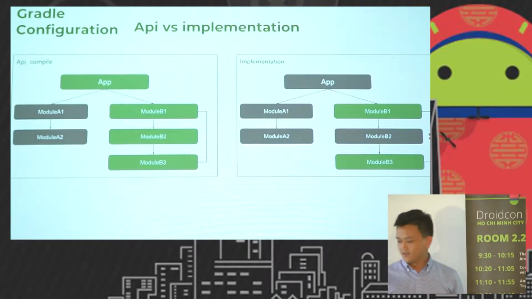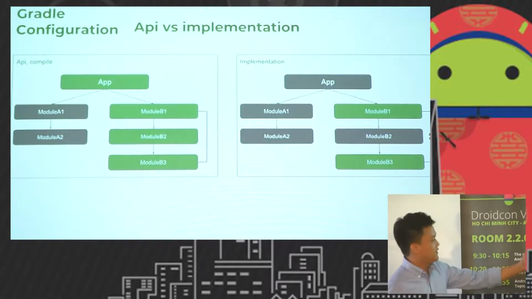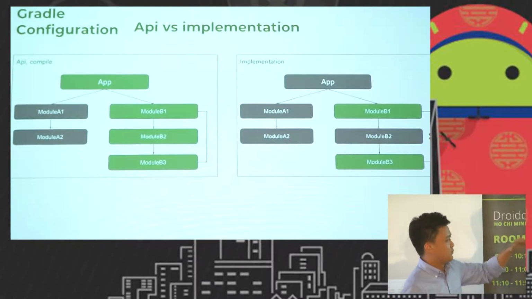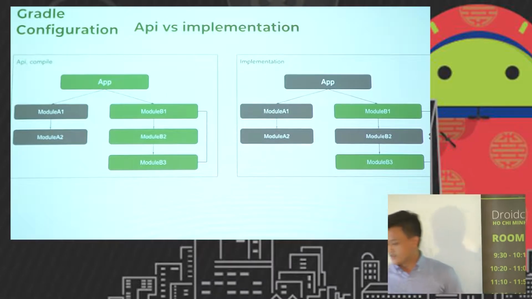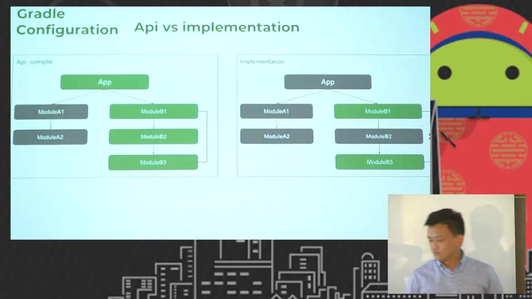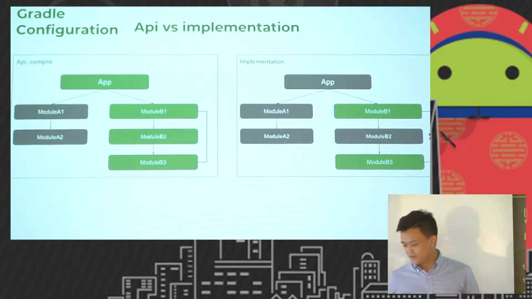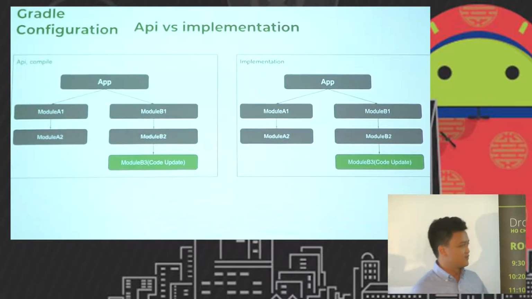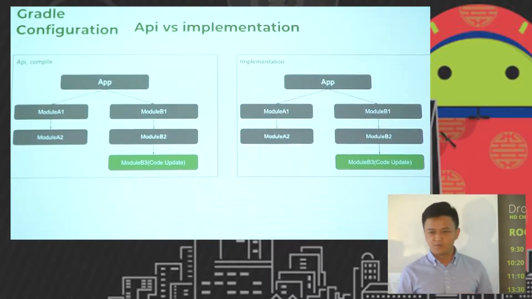The first difference here is about code availability. Let's say, for example, the code in module B3 will be accessible not only in module B2, but also module B1 and the application can access the code in module B3. But for implementation, only module B2 can access the code in module B3. And the other modules cannot access it because they have no dependency on module B3. That's the first difference. So now let's say I make a small code change in module B3, and I hit the build button. When I hit the build button, module B3 of course will be rebuilt.